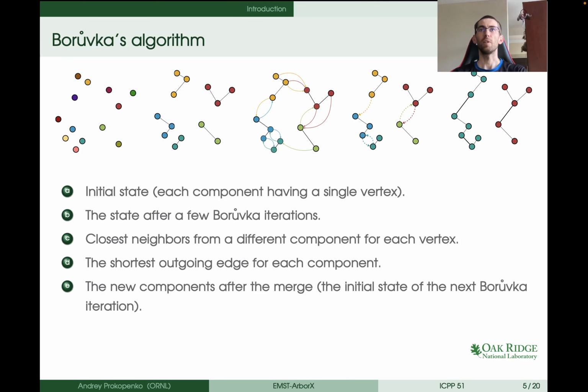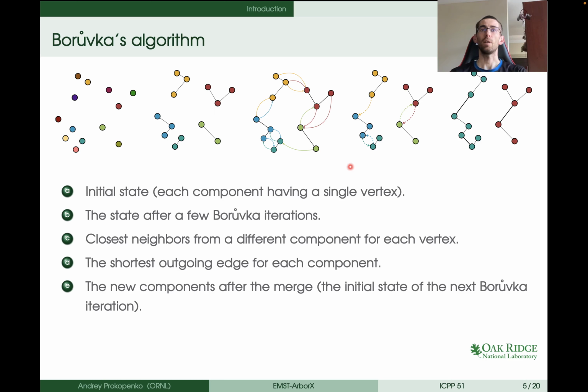The following diagram provides a brief overview of the Boruvka's algorithm. Each vertex is placed in its own component at the initialization of the algorithm, as shown in the first plot. After a few iterations of Boruvka algorithm, few points are being merged together, so the components become larger. In this particular case, there are 5 components. Next, the algorithm tries to find the closest neighbor for each point that belongs to a different component. For example, the closest neighbor to this blue point is the orange point, and so on.